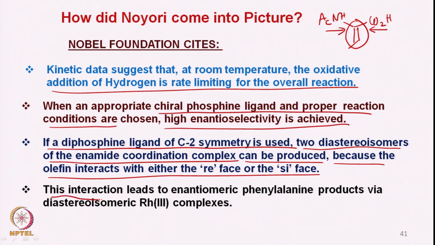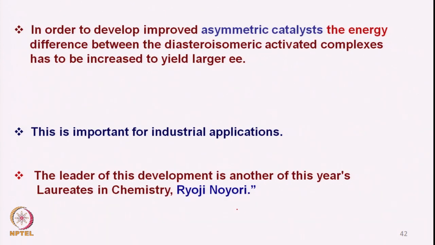So this interaction leads to enantiomerically pure phenylalanine products, and of course various kinds of diastereomeric rhodium complexes have been utilized for a large number of asymmetric reduction works. That is where Noyori came into the picture. In order to develop an improved asymmetric catalyst, the energy difference between the diastereomeric activated complexes has to be increased to yield a larger enantiomeric purity or enantiomeric excess.